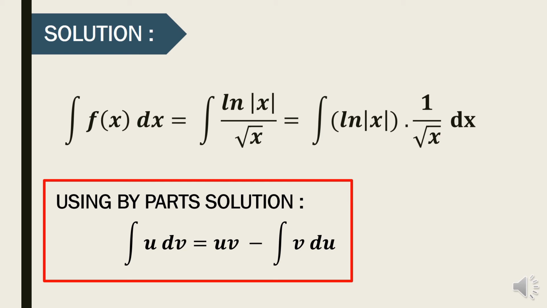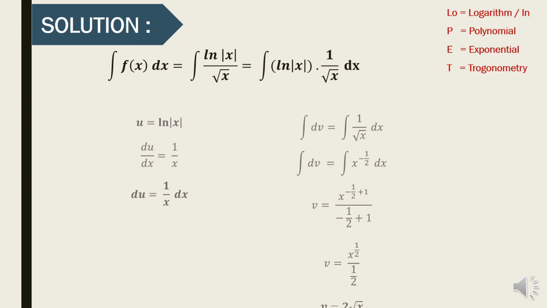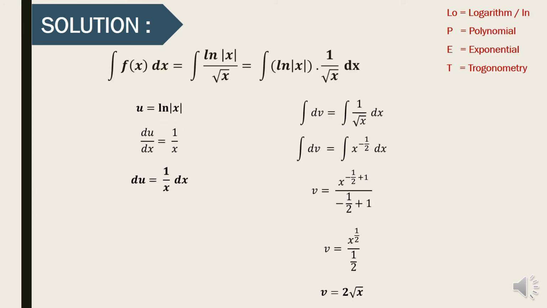Which one can we take as u? Now, this is the tip. We have to remember LIATE. Since we have ln x here, it comes first, which is logarithm, so our u will be ln x, and our dv is equal to 1 over square root of x dx. So u is equal to ln x, and dv is equal to 1 over square root of x dx.